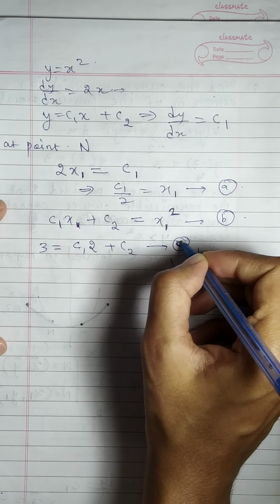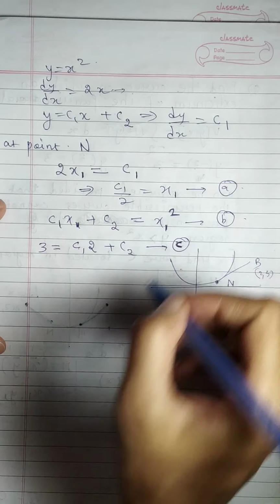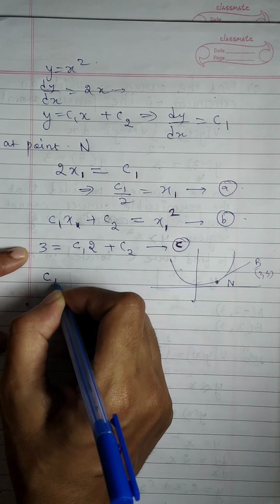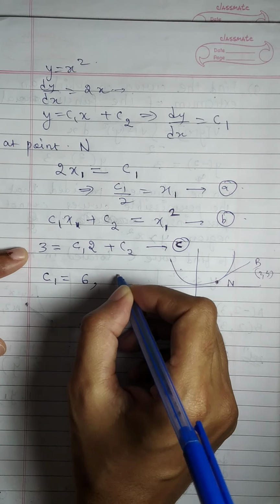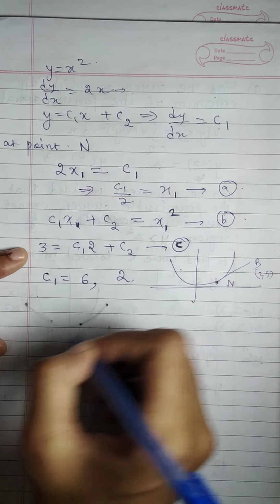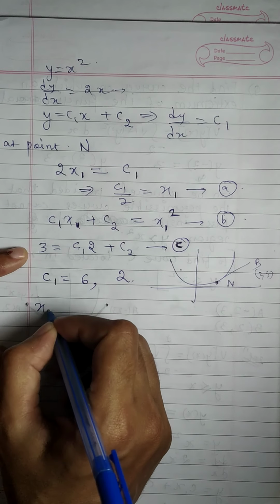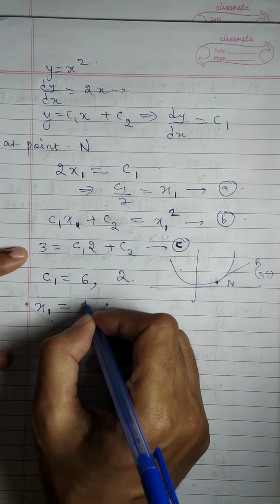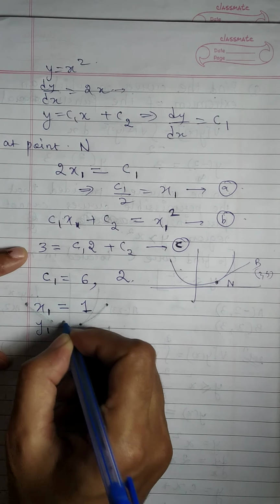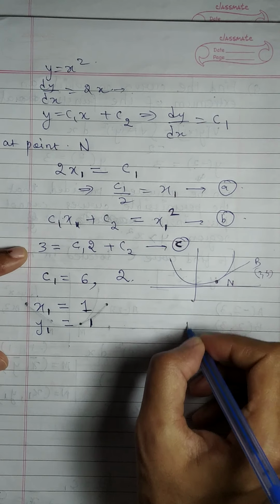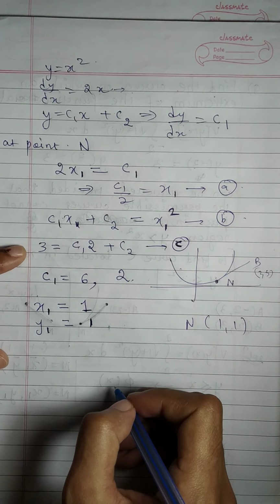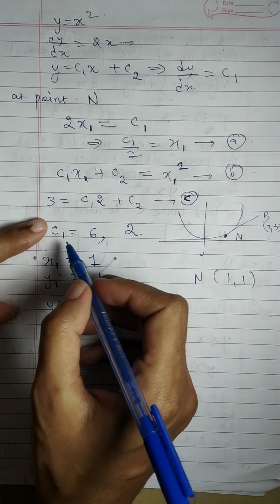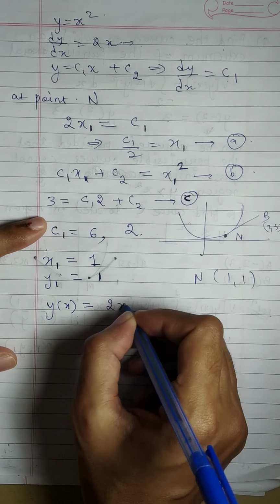As we have seen in the previous case, if you solve this, you will observe that for c1 there will be the values 6 and 2, and we will conclude that the point x1 can take the value 1. Hence y1 will be equal to 1. So point N will be 1, 1, and y of x after calculating c1 and c2 will be 2x minus 1.